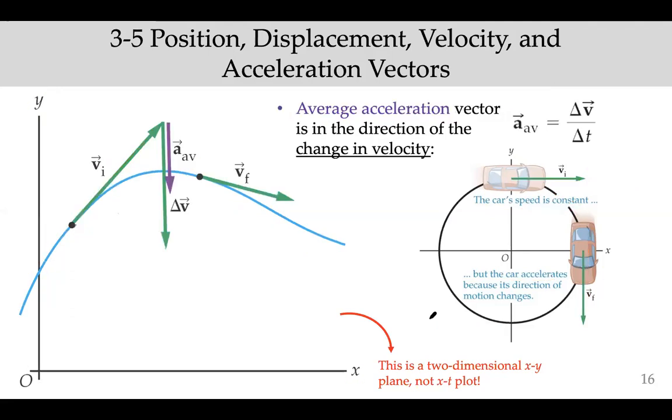Now, finally, let's talk about average acceleration. Remember, velocity is change in displacement, and acceleration is change in velocity. So here, again, the velocity is changing. The speed is the same, 50 kilometers per hour, but the velocity is changing. Why? Because the direction is changing. So there is some acceleration here.